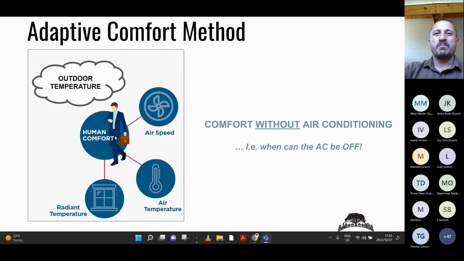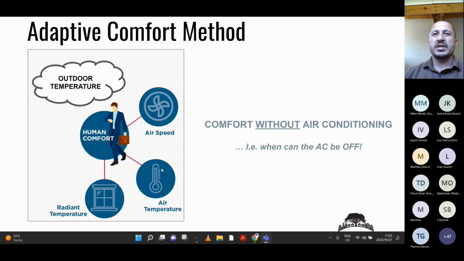Yeah. So I think my point, Marty, is that when we rely on air temperature alone, we're removing control from the individual occupant, and that is an issue.